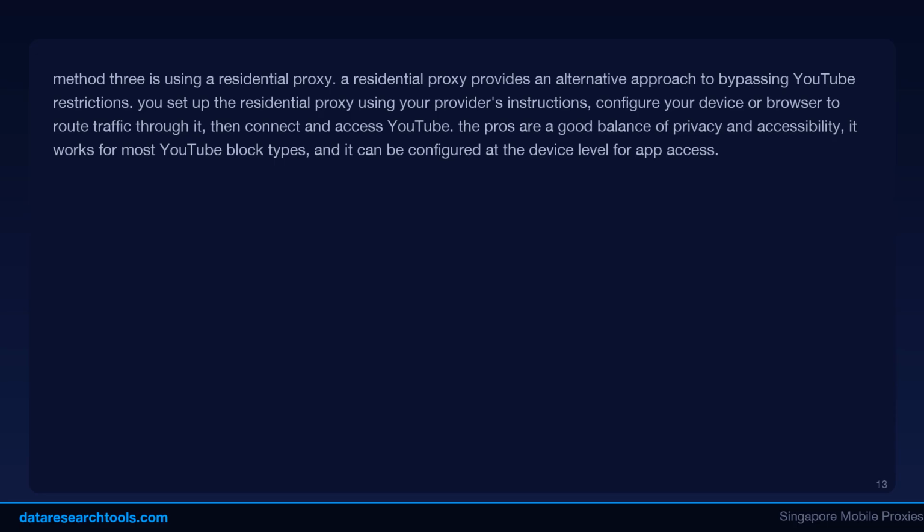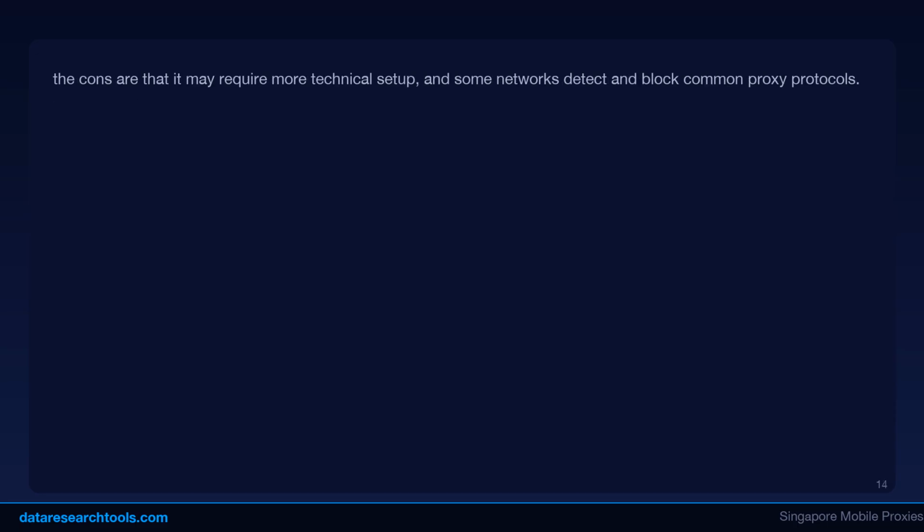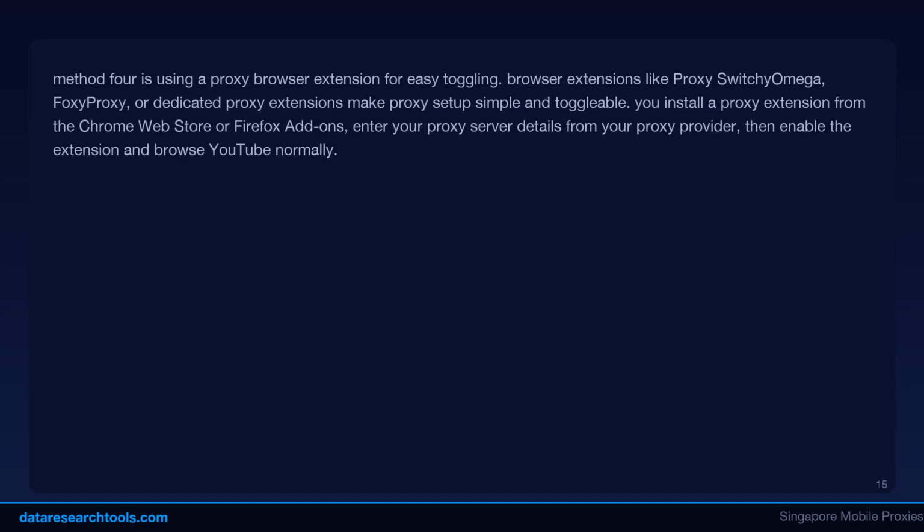Method 2 is using a SOCKS5 proxy, and this is the most reliable option for YouTube. A SOCKS5 proxy routes your traffic through residential IP addresses. You sign up for a proxy provider, configure the proxy in your browser, or use an extension. Connect through an IP in a country where YouTube is accessible, and then watch YouTube normally.